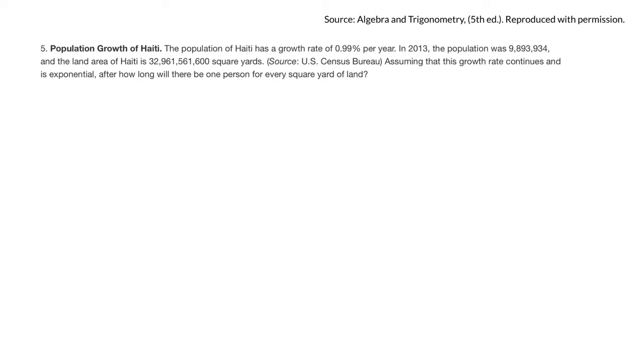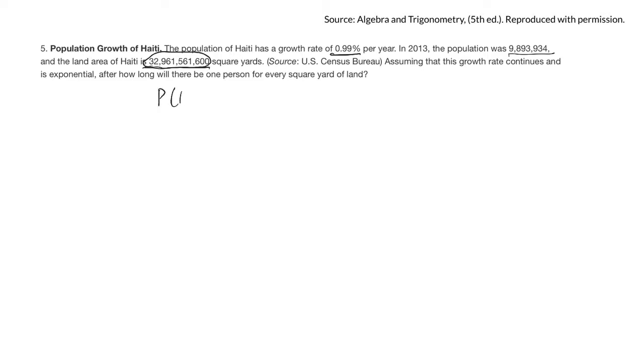Okay, here's another one, population growth of Haiti. Growth rate of 0.999% per year. In 2000, the population was this, and then the total land area is that, and they want to know, if the growth rate continues, how long will there be one person for every square yard of land? So if this is the number of square yards of land, they want to know how long until we've got 32 billion people there.